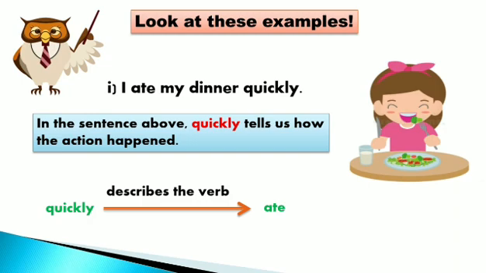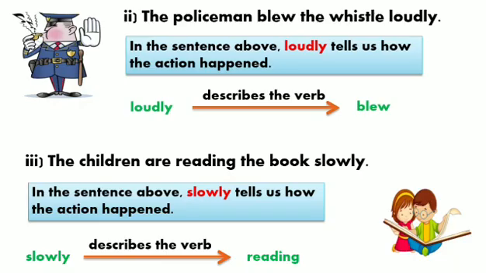Quickly is the word which is telling how you ate your dinner, in what manner you ate your dinner. You ate it quickly. Okay, so in this sentence, quickly tells us how the action is happening. It is happening quickly. You are quickly eating your dinner. Therefore, the word quickly is describing the verb ate, and quickly is an adverb. Okay, now let's just look at example number 2.